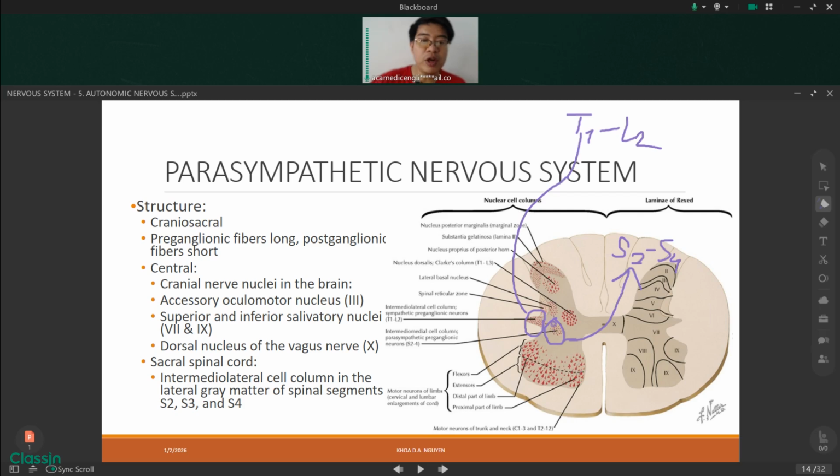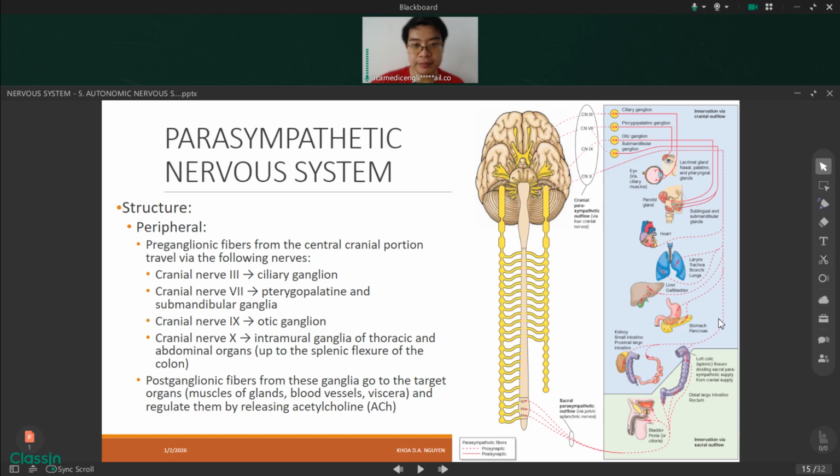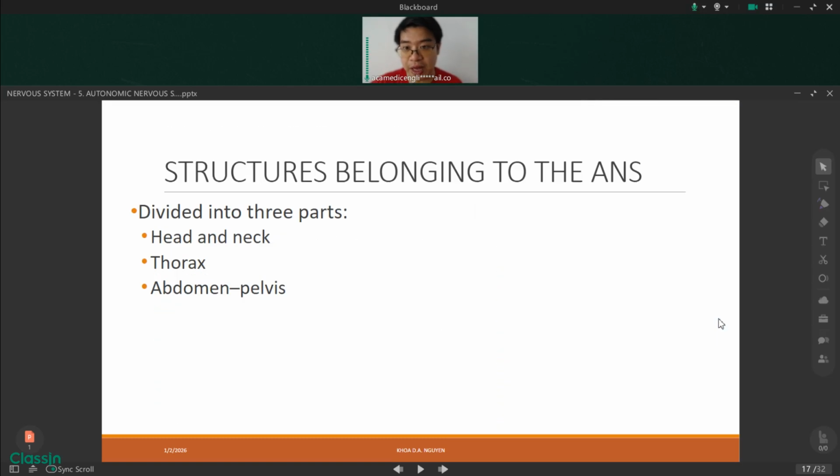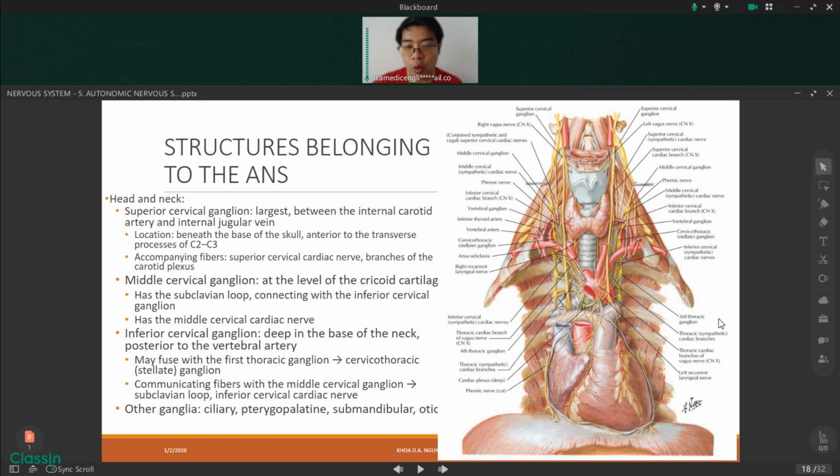So remember, the lateral horn is only present from T1 to L2, and that's where the preganglionic sympathetic fibers go out. And the intermediolateral cell column is only present from S2 to S4, and that is where the parasympathetic preganglionic neurons go out. Okay, very good. And I think all of that is done. So all of these structures belonging to the ANS, I will give you some time to go back home and read about them, because they're not very important for you to understand the structures of the sympathetic and parasympathetic nervous system, right?